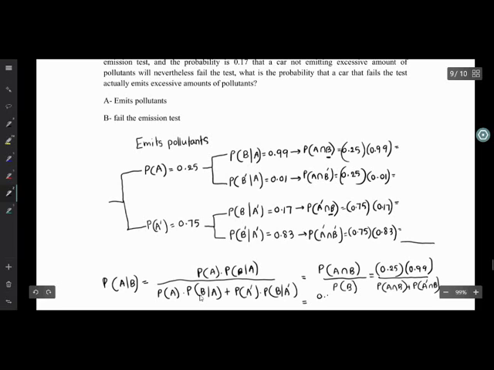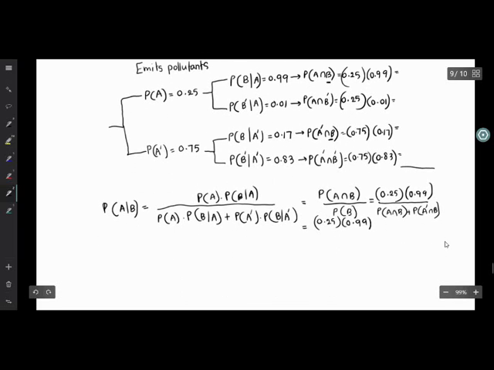So you have 0.25 times 0.99 at the top divided by the first one, again 0.25 times 0.99, plus the third one, 0.75 times 0.17. So if you do that calculation, you'll see the answer will be 0.66.